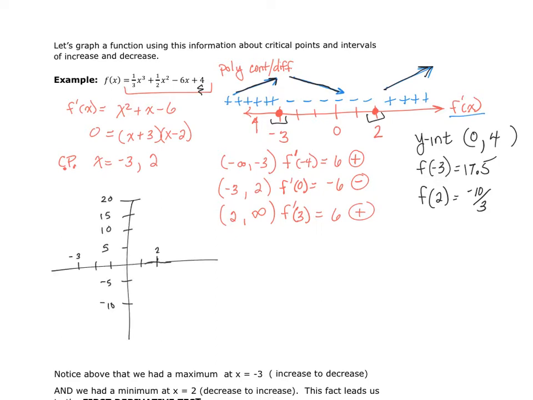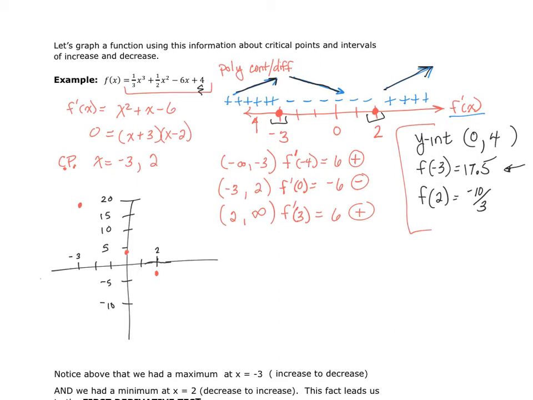So you'll notice that I have created a scale that will allow me to graph this 17.5, and that the scale on the x-axis is different than the scale on the y-axis, just so I can fit everything on. So let's graph these 3 points that we know first: (0, 4), (-3, 17.5), and (2, -10/3).